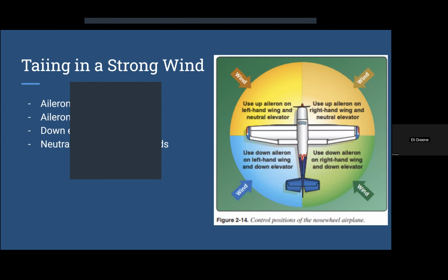So the wing on the right is creating more lift in that situation. The point is, it'll tilt the airplane. So it's used for taxi and for takeoff as well. You also hold it crossing direction.